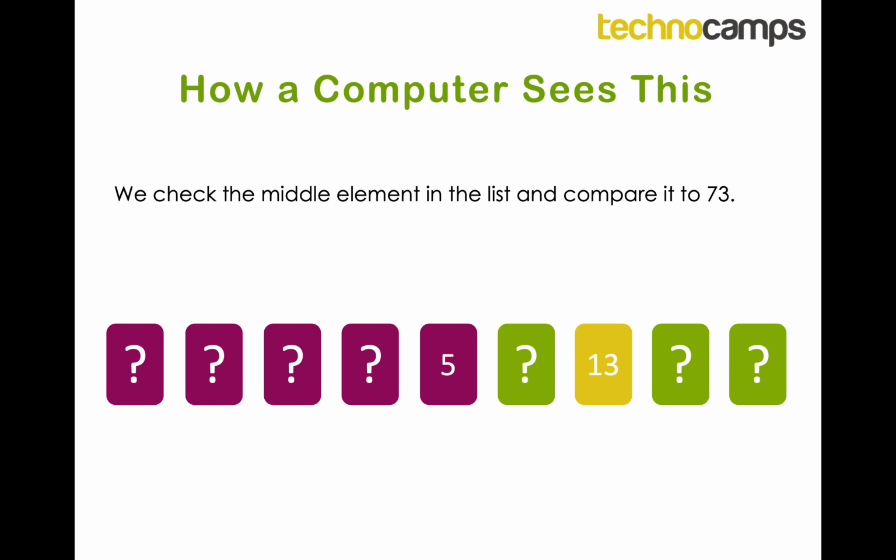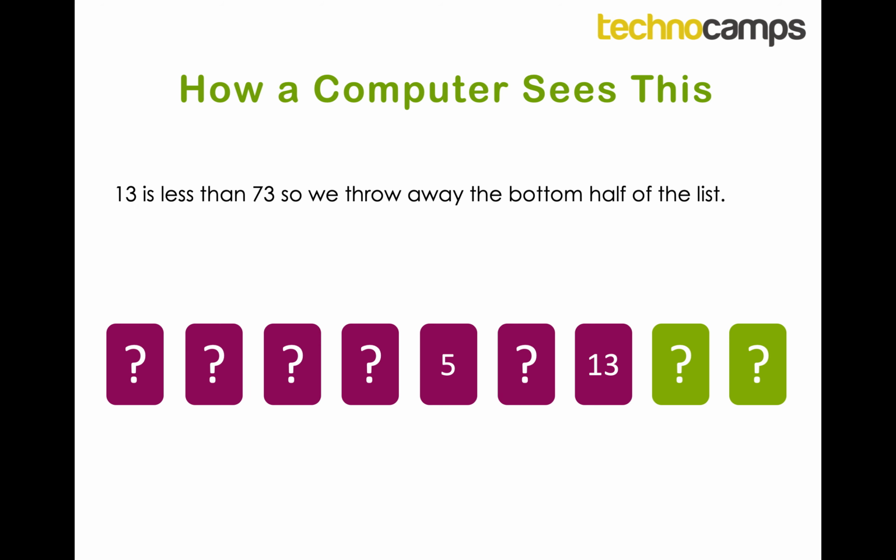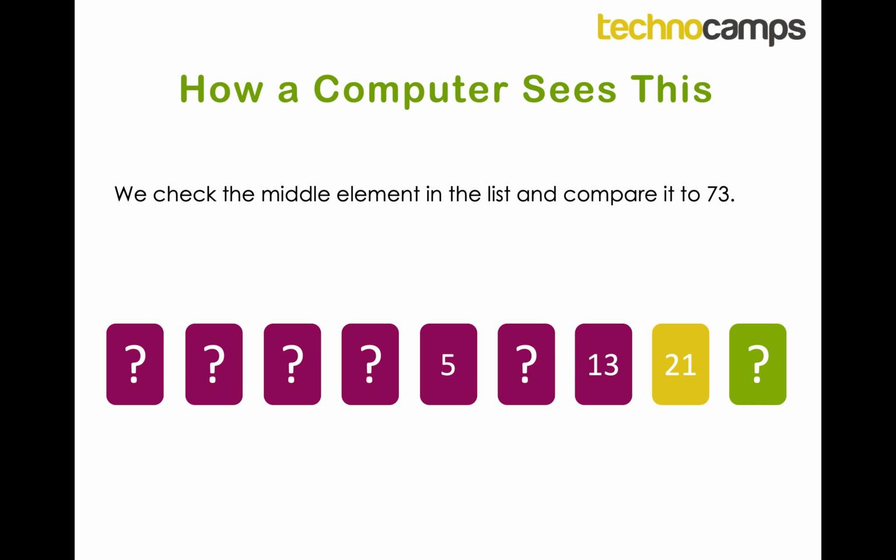Among the ones in green, it checks again, takes the middle one and checks. It's 13. Is 13 equal to 73? No. But is 13 greater than 73? No. So that means we have to ignore everything which is less than 13. So we ignore the 13 and the one left of it. We've got only 2 left. It finds the first one. It's 21. Is 21 equal to 73? No, it isn't. And 73 is greater than 21, so it checks only the ones on the right.